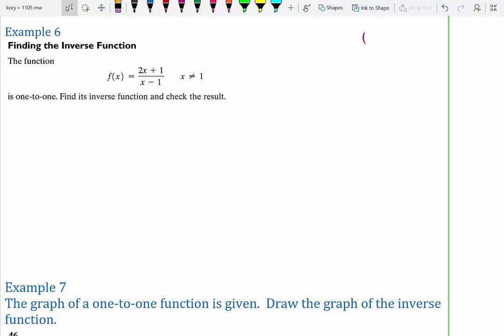All right, so we're going to change f of x to y. We have y equals 2x plus 1 over x minus 1. So now we're just going to change the x's and the y's. So we have x equals 2y plus 1 over y minus 1.